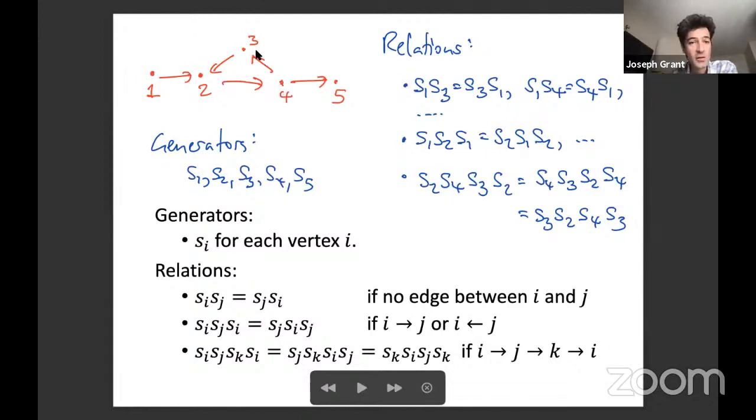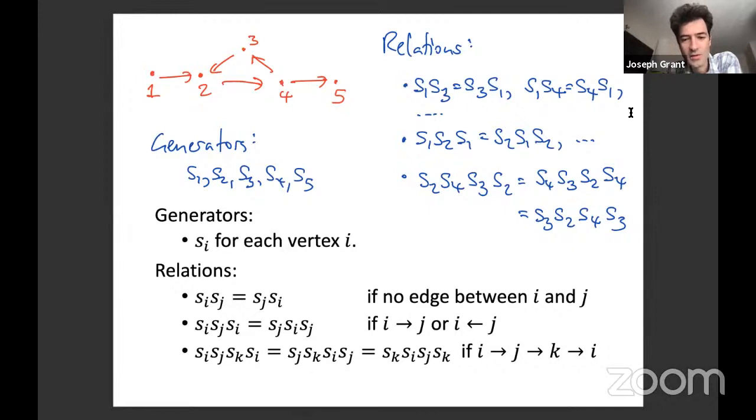And I have this single 3-cycle, which will give me these two relations here, right? It will give me this first equality and this second equality. Okay, so this is my group as presented by generators and relations.